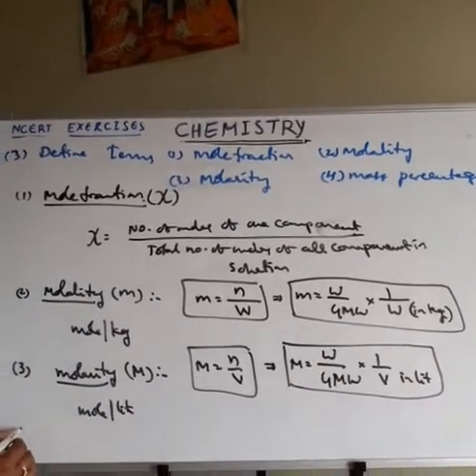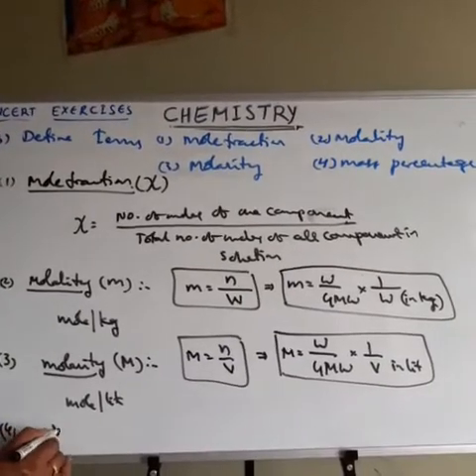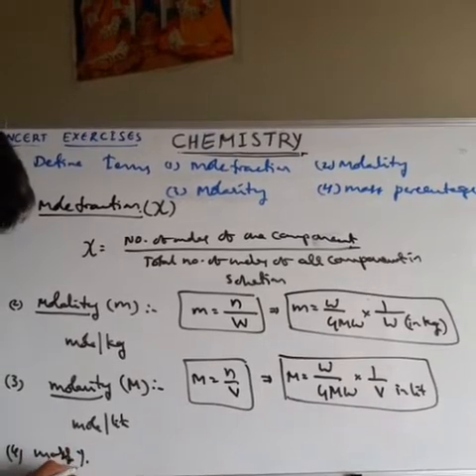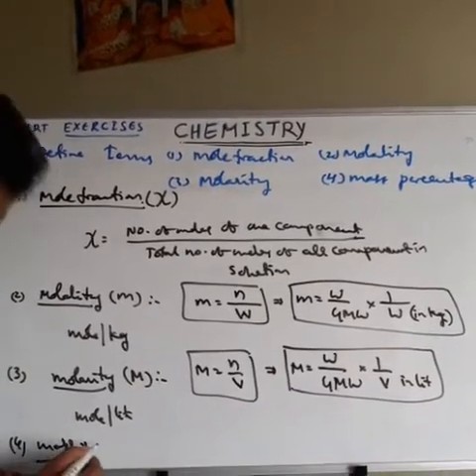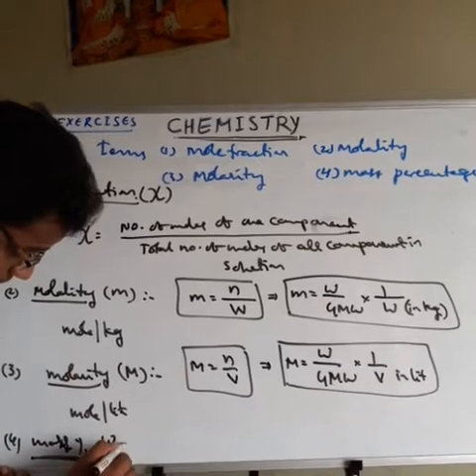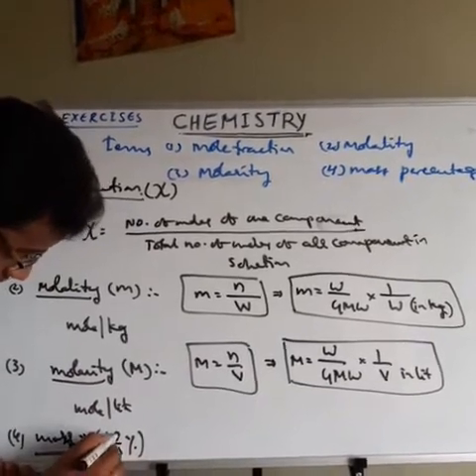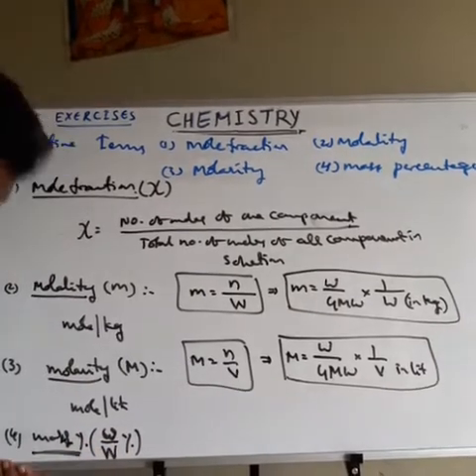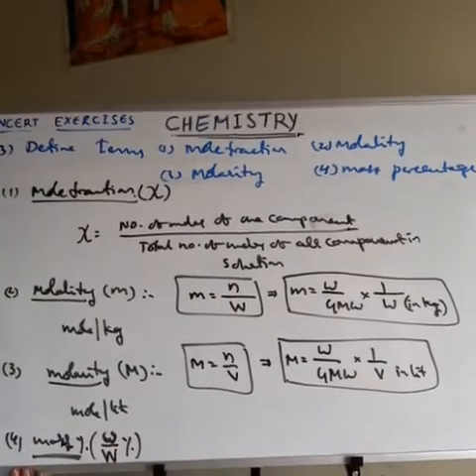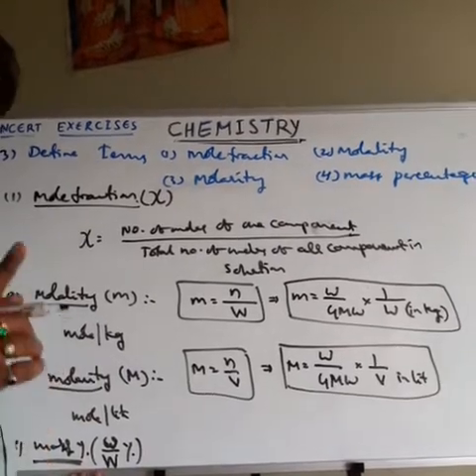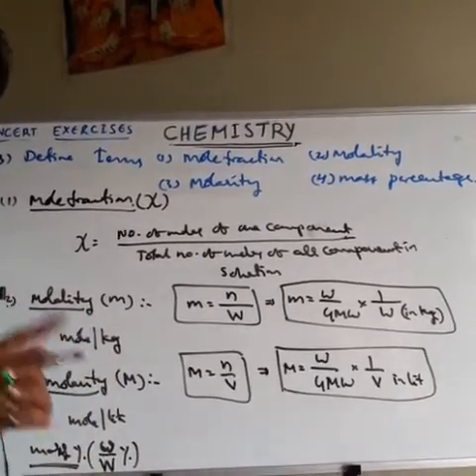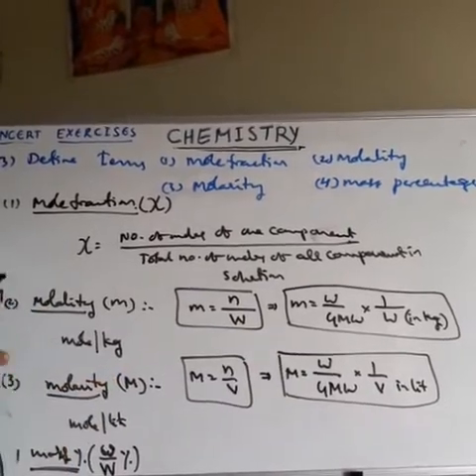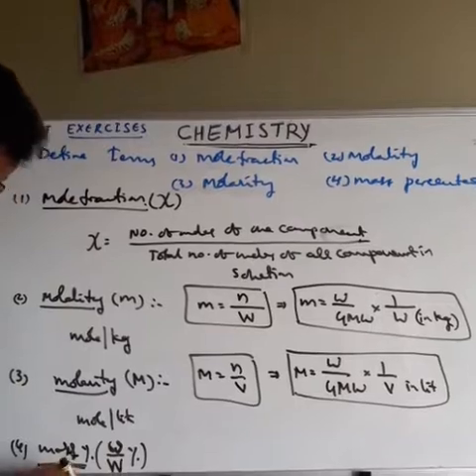Then the last one is mass percentage. Mass percentage is represented by W by W percentage. Here this is the small w, this is the capital W. What is mass percentage? It is the mass of the solute present in 100 grams of the solution.